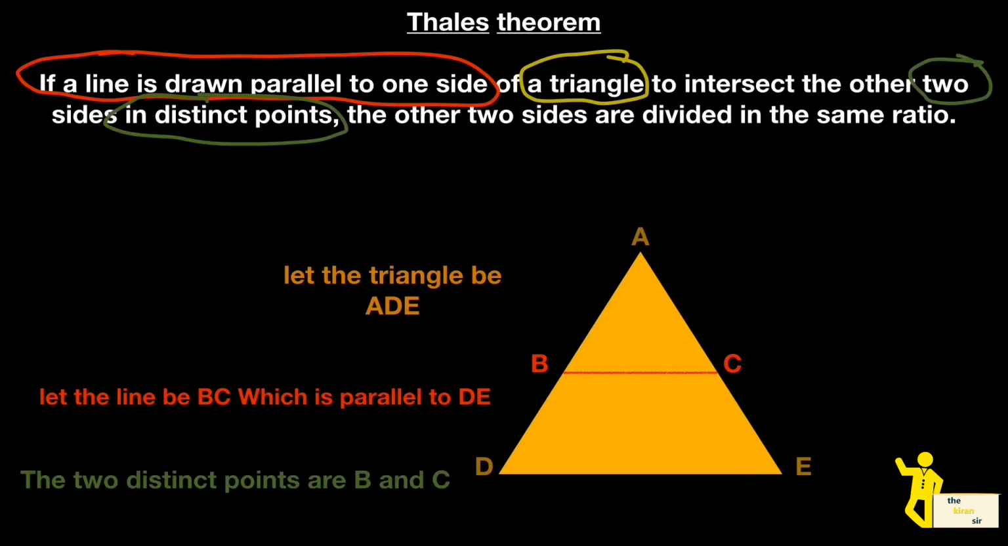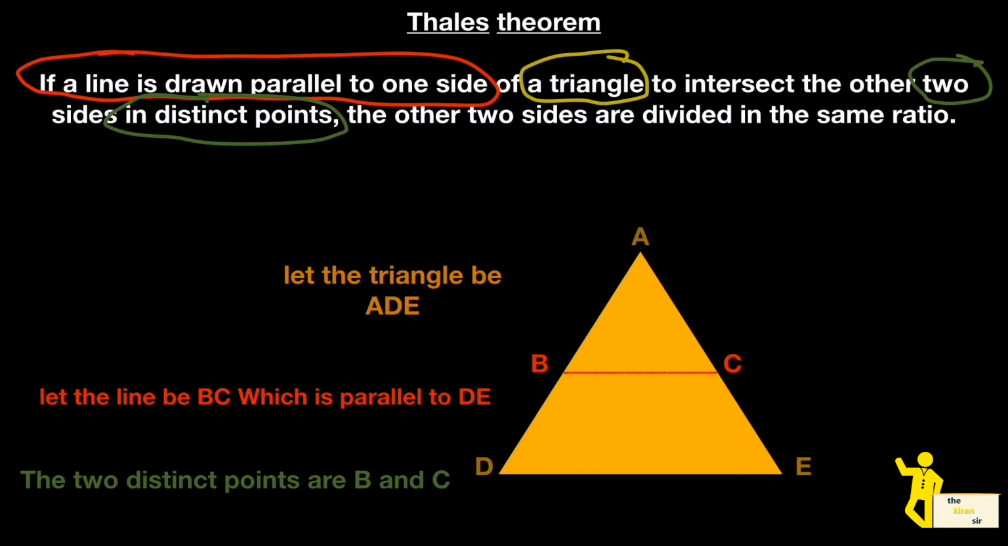Now what more did they say? They said two distinct points. Which are the two distinct points? The points are B and C. The point B is lying on side AD, and the point C is lying on the side AE.